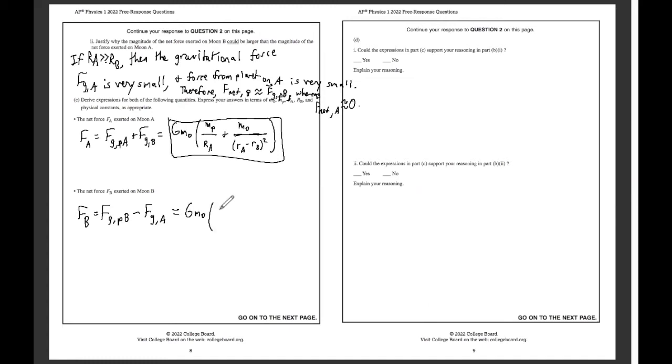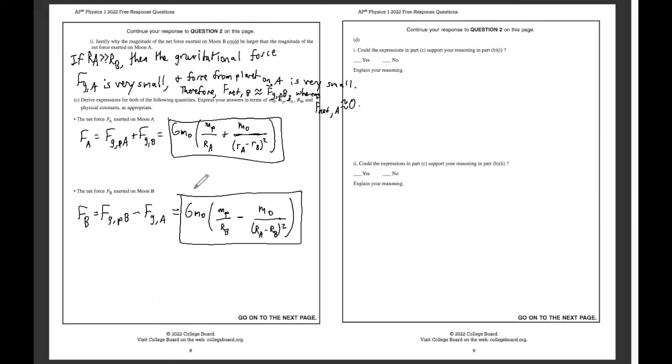So I'll start with the same thing, except now for the planet on moon B, I'm going to have R sub B. So that's looking good. And then I'm going to have minus m naught over (RA minus RB) all squared. So that'll give me my distance squared then.